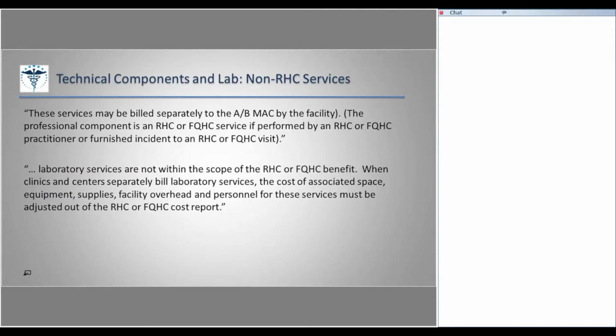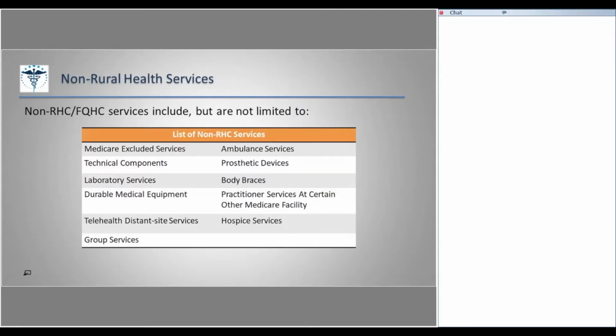We've got to bill those separately to the appropriate A or B MAC. Lab services are not within the scope of our RHC or FQHC benefit. So we carve those out and we bill them fee for service. So here are the services that we bill non-rural health.